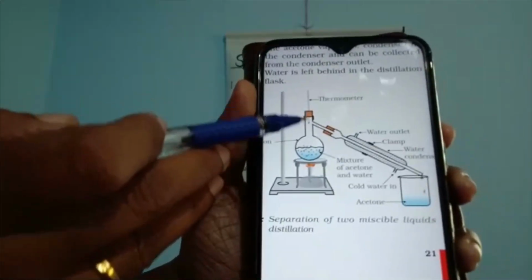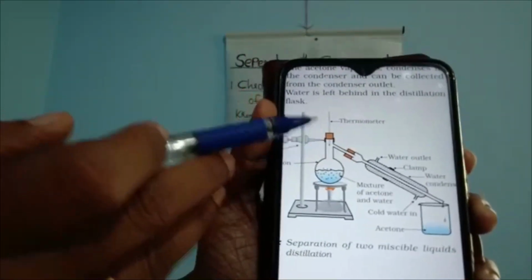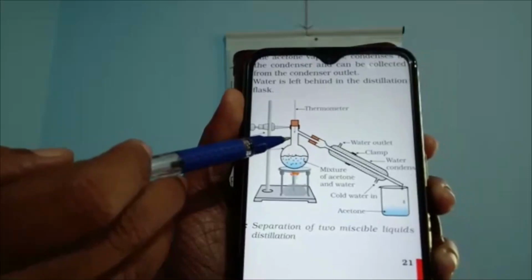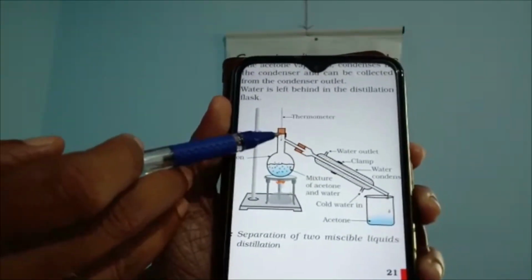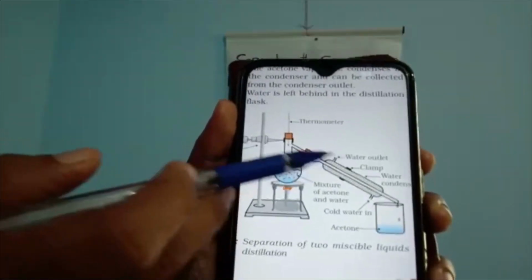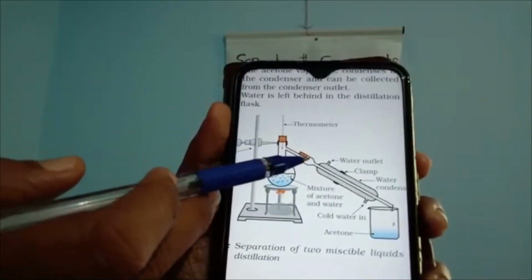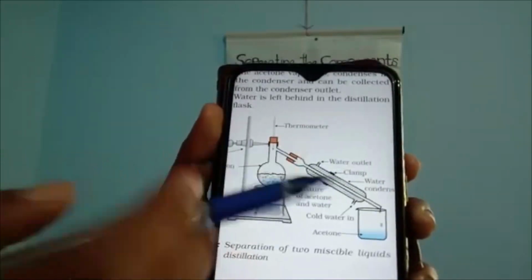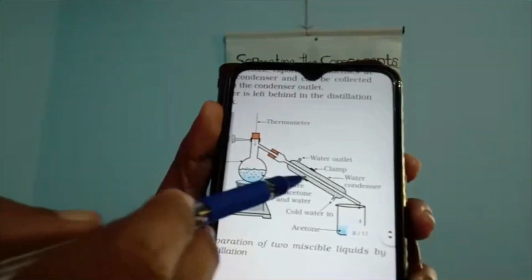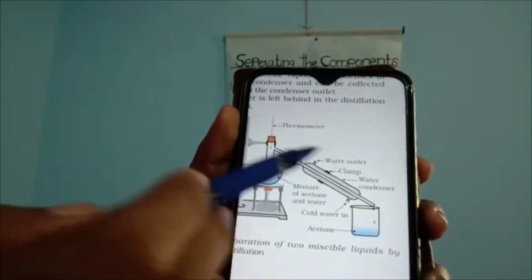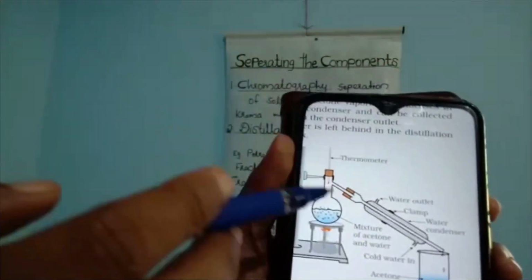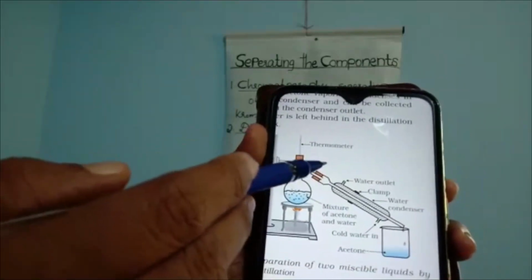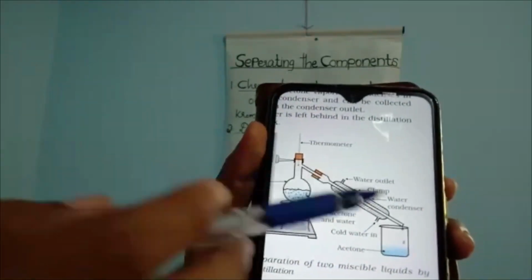So we need to separate acetone from this mixture. These vapors slowly move up, and they have a way to go here. These vapors pass through the condenser. What is the name of this? This is known as the water condenser. When the vapors come from here, they are very hot, so from that hot vapor we are not getting any water drops.